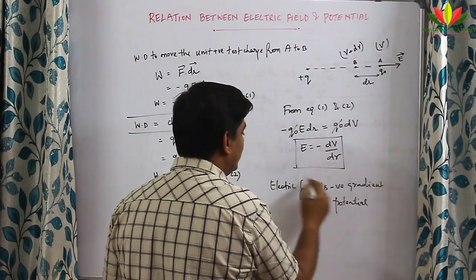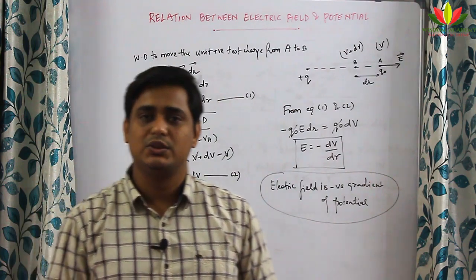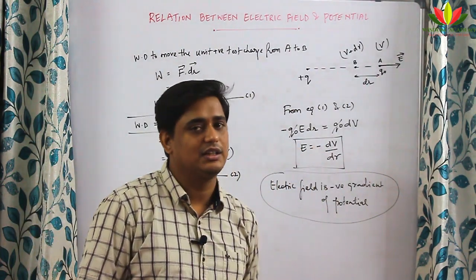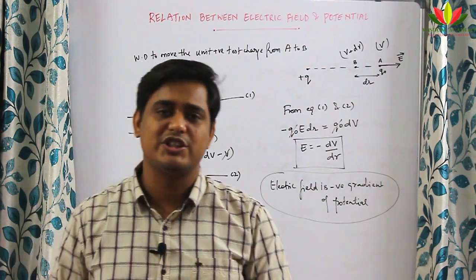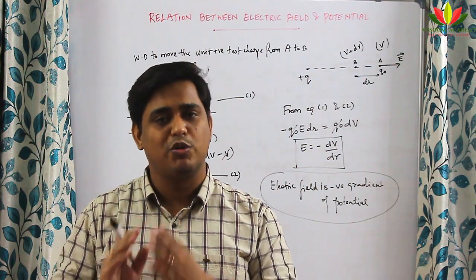This relationship, you will find, has a lot of applications. So for the next topic, I will use E is equal to minus dV by dr, which you will learn. Electric field and electric potential are related as: electric field is the negative gradient of potential.